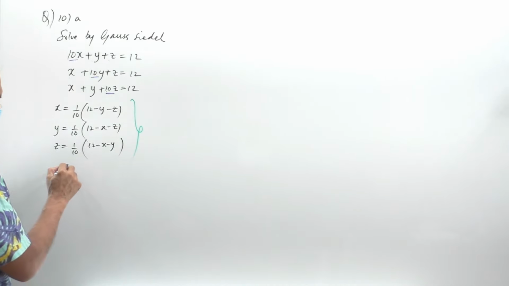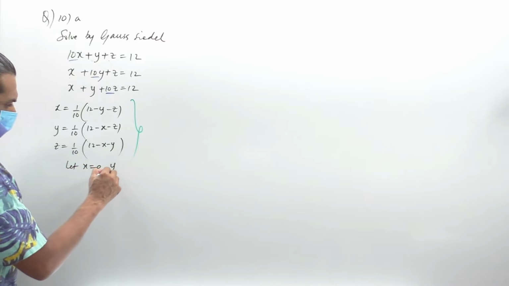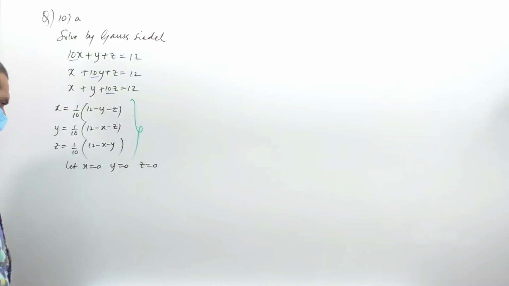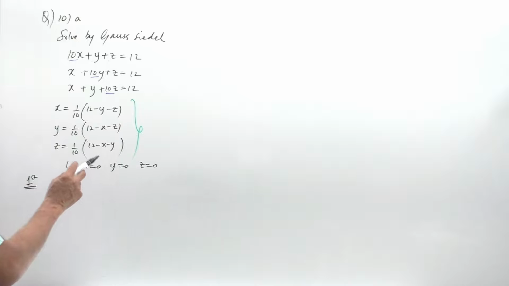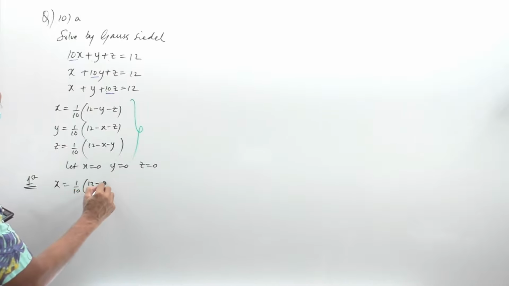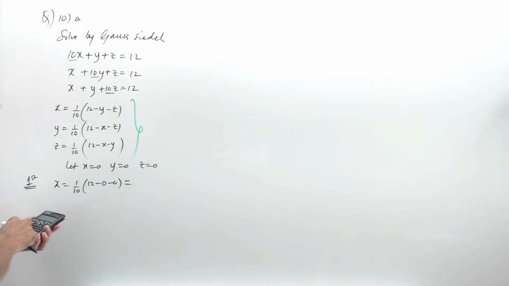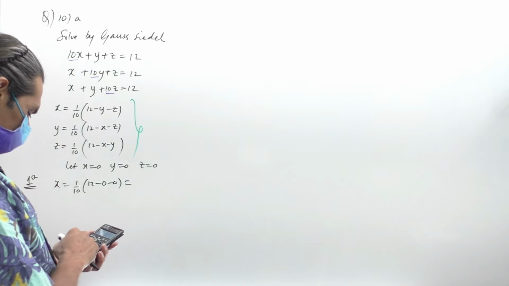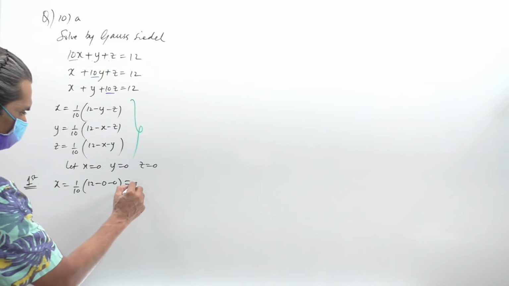Initially, I will take x is equal to 0, y is equal to 0 and z is equal to 0. We need a calculator for this. So the first iteration is, initially we are taking 0, 0, 0. If they give values in the question, you take those, but here we take 0, 0, 0 because they have not given anything. Now x is equal to 1 by 10, 12 minus 0 minus 0. So 12 by 10 is 1.2.